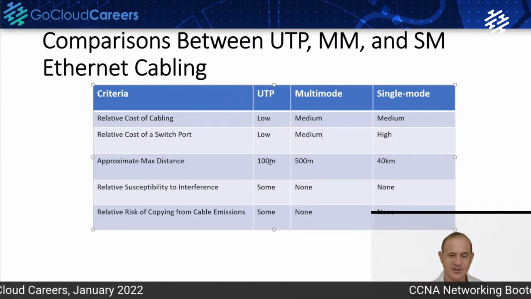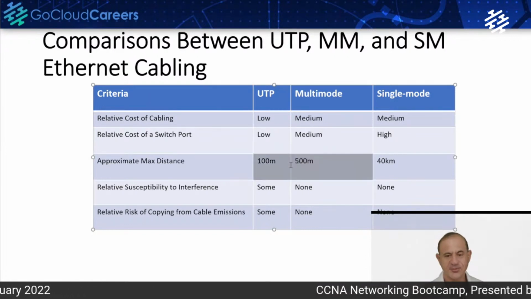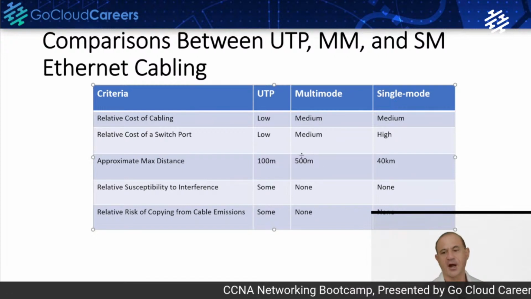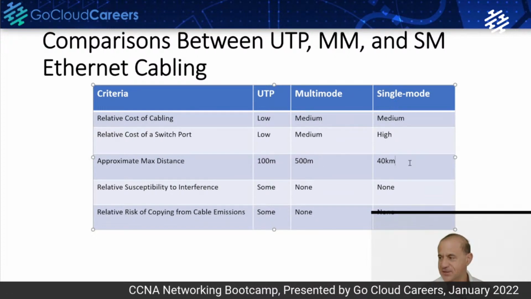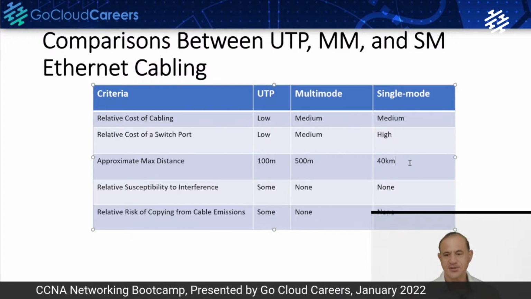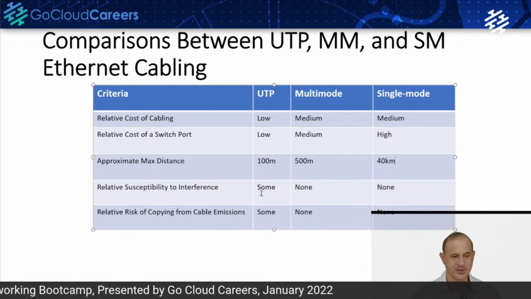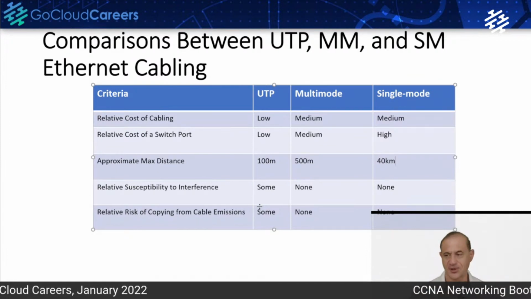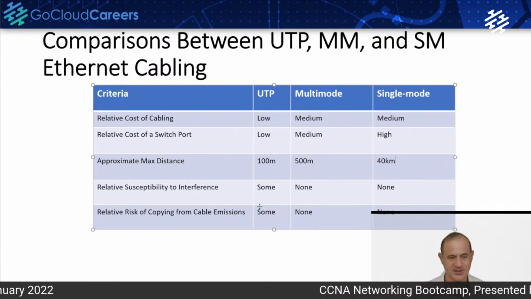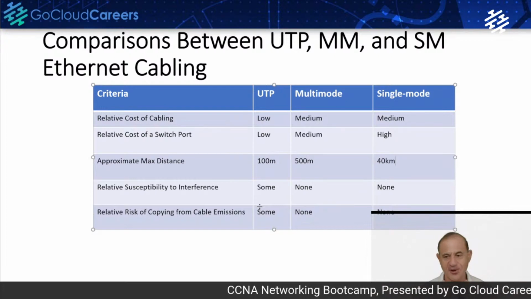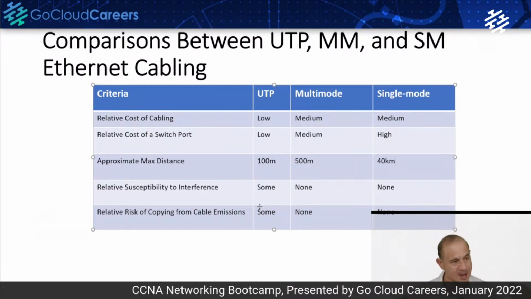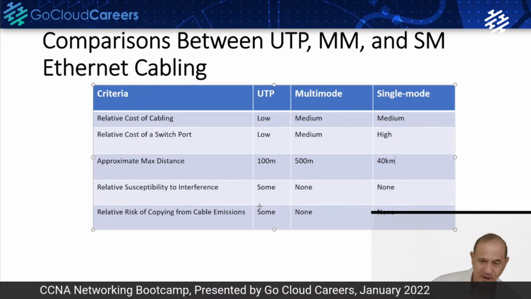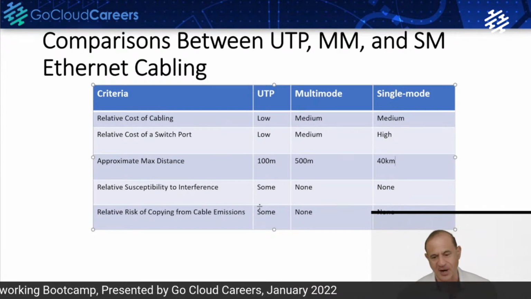Going back to the distance, copper, 100 meters. Multi-mode, no big deal, half of a kilometer. Single mode, wow, you've got some distance here. So copper, electrical signaling, interference. Laser, none. So switch-to-switch communication: do you want to risk crosstalk on wires or electrical interference? Oh no, your switch-to-switch links are critical. So that's why you're using fiber optics between switches.